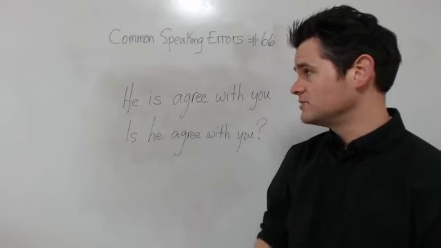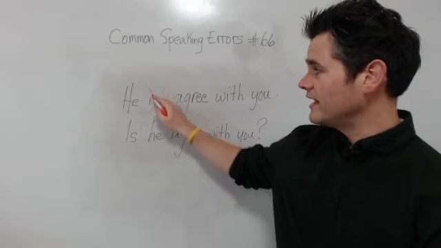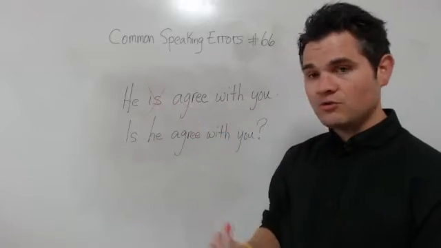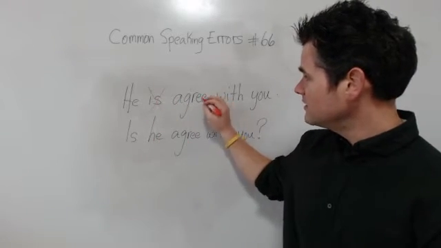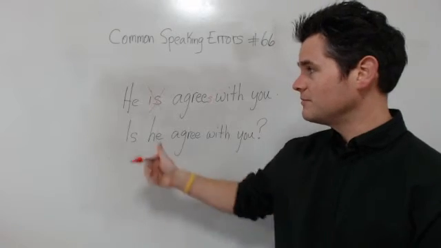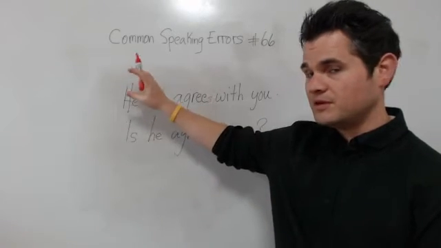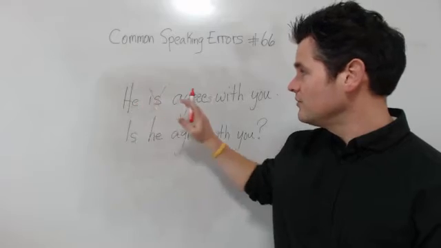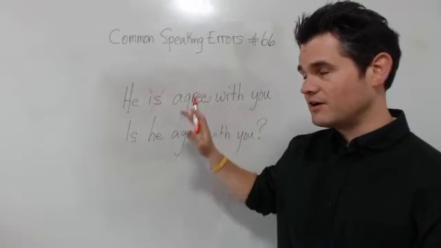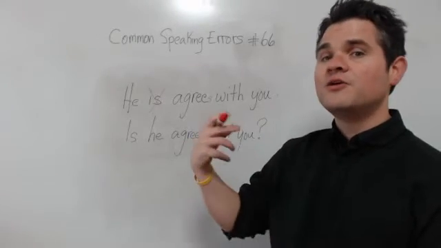So there is no need to have "is" before a verb in the present simple tense. We need to get rid of that, so: he agree with you. Then we need to put an S at the end of the verb here because we're using he, she, or it. So: he agrees with you.